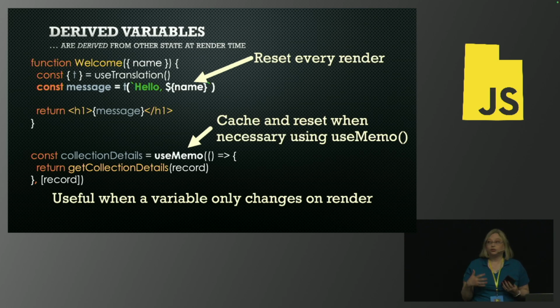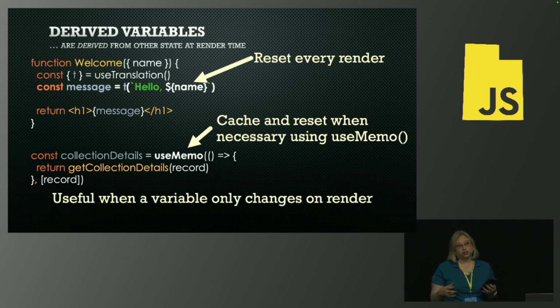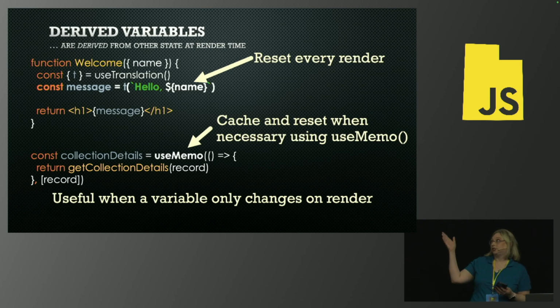Derived variables are derived from other state at render time. So this is a variable that's not going to change when something else changes. When a user clicks a button, or once you make a network call because a user clicked a button or whatever, they will get reset every render. So the top one is a translation. It's super cheap because everything's in memory, and we don't need to worry about that being reset every render.